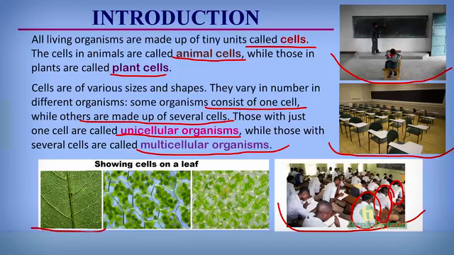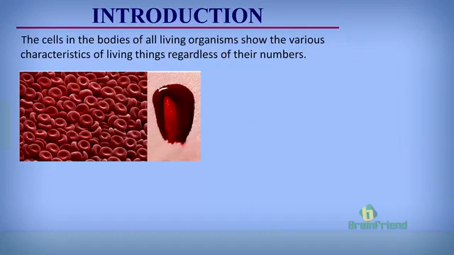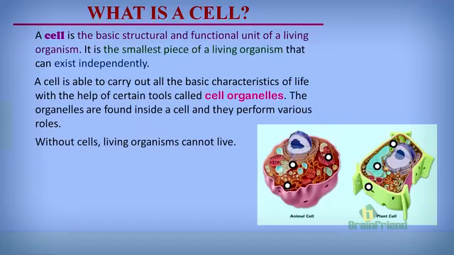If you look closely, you see tiny, smaller structures within the leaf. These tiny structures are cells. So the leaf is made up of several cells. Because the leaf is part of a plant and it is made up of several cells, we say a plant is a multicellular organism. The cells of living organisms show the various characteristics of living things, regardless of their numbers. So an organism consists of cells. We are saying these cells are able to reproduce, they can move, they can excrete and carry out the different characteristics of living things. What then is a cell?